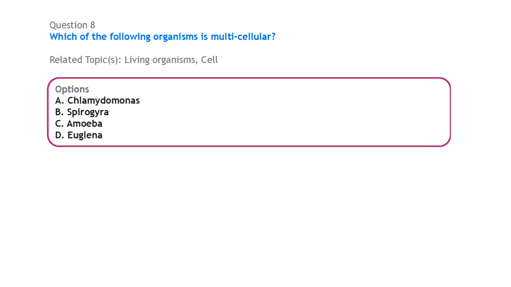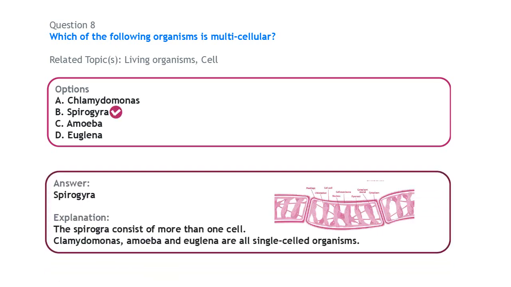So multicellular organisms are organisms that contain more than one cell, and from these options that we have here, that is the Spirogyra. Okay, the other ones are single-celled organisms. They are unicellular organisms. They are made up of only a cell, while the Spirogyra is multicellular.